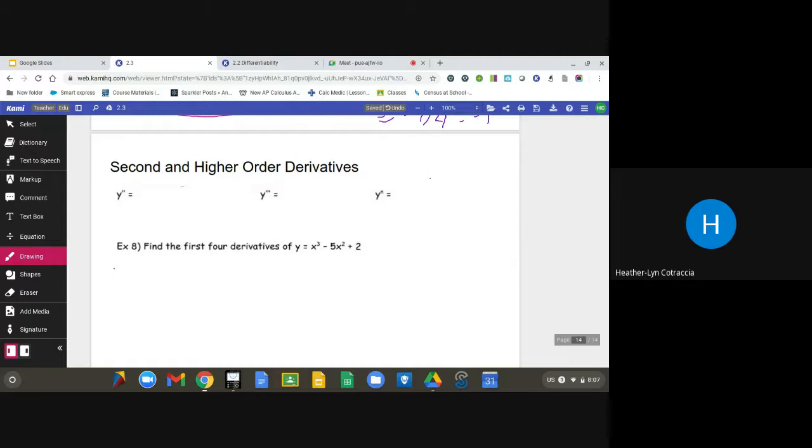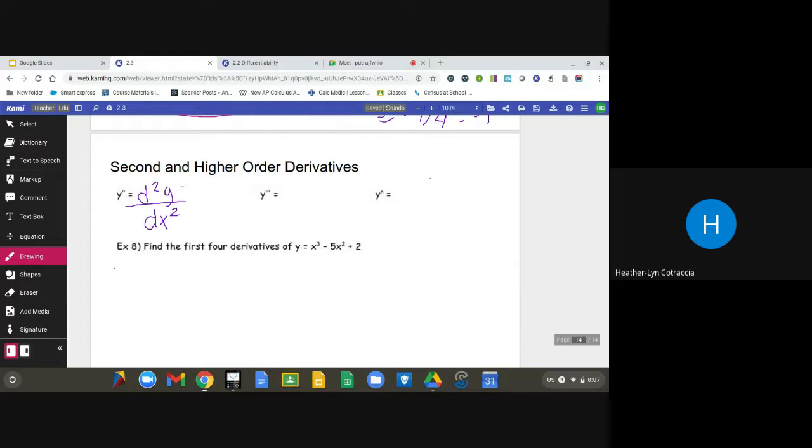So the y double prime would be the same thing as your second derivative. And I just want to make sure I had that notation correct because it is a little tricky. Okay, so another way you would see this written is d2y all over dx squared. And yes, that looks weird, but that's how you write this. So it means the second derivative.